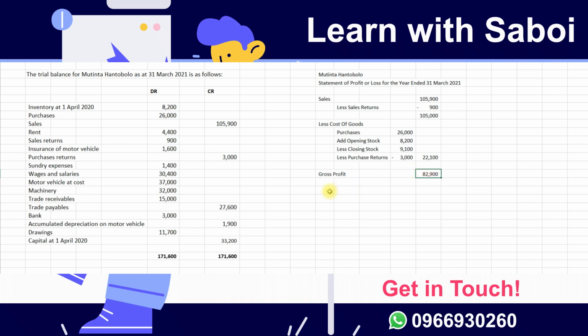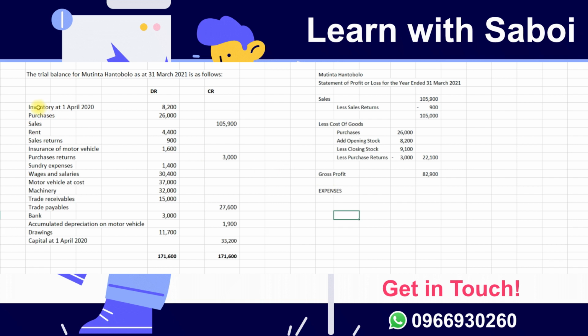Having made progress up to this far, what you now need to do is take note of expenses. Expenses. Actually, let me write it in caps. I'm having problems with spelling expenses. Yeah, like that. So we now need to start taking note of expenses that this business incurred in the process. The expenses are obtained from the trial balance.